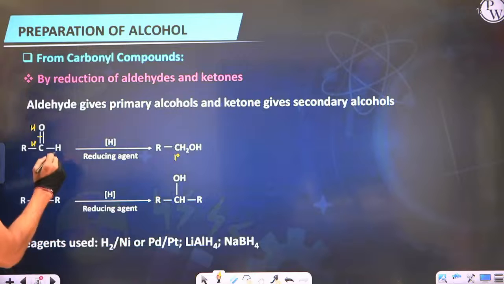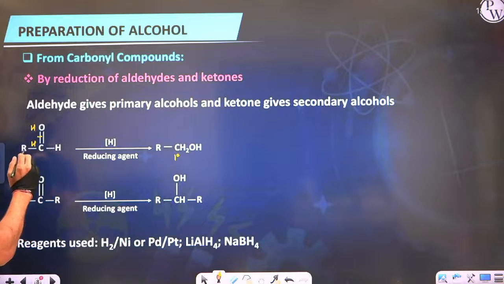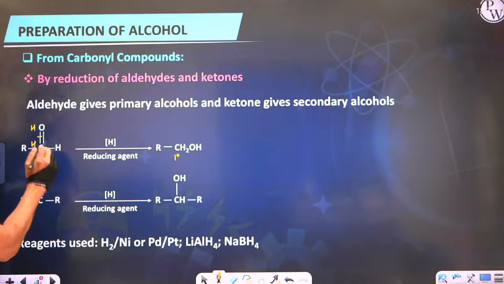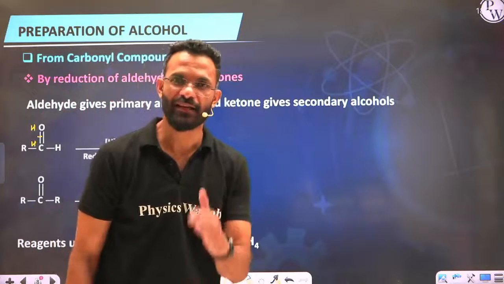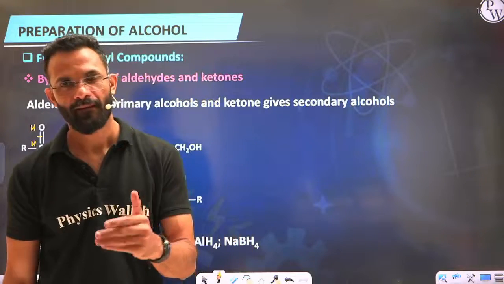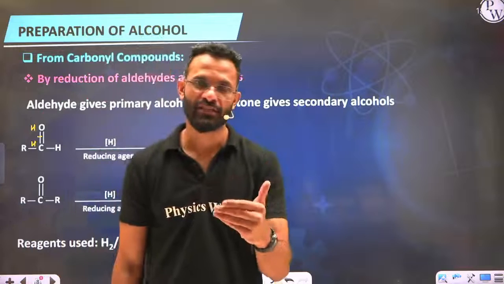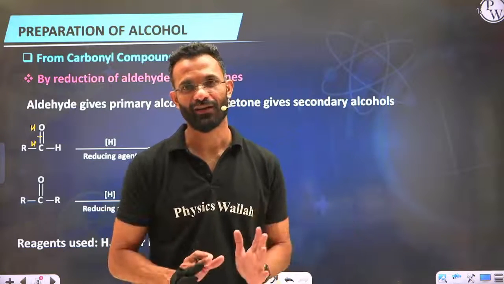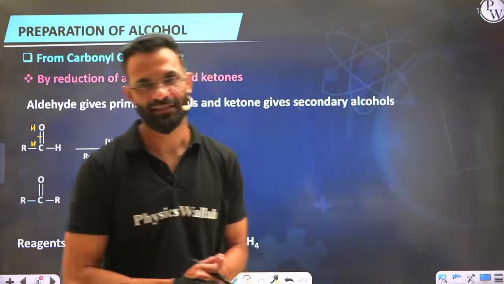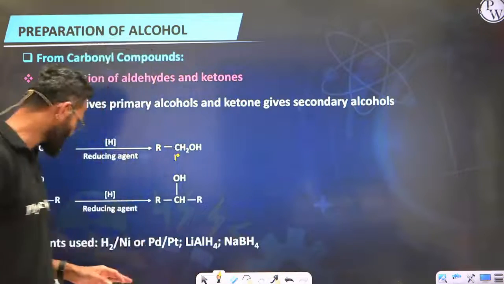Imagine if instead of H, I had an R here, it would have been a ketone. In that case, the product would have been RCHR-OH, meaning I would have got a secondary alcohol. So basically aldehydes or ketones, upon catalytic hydrogenation, result in the formation of either primary or secondary alcohol. So this was a pretty simple reaction. What is important is the next one.